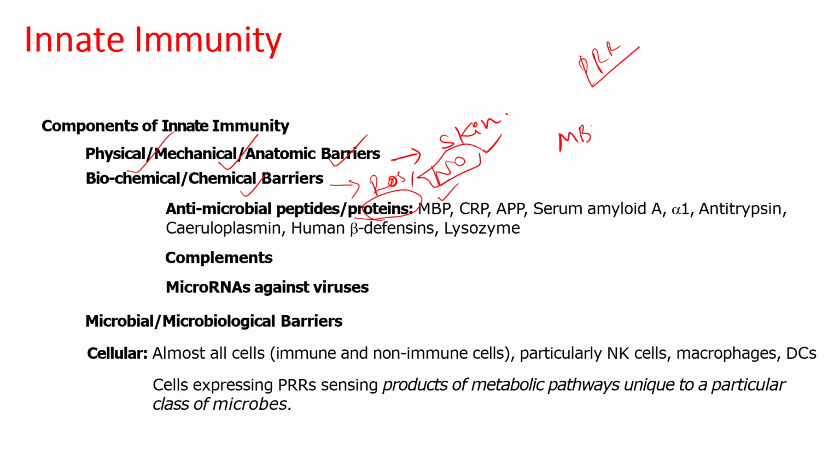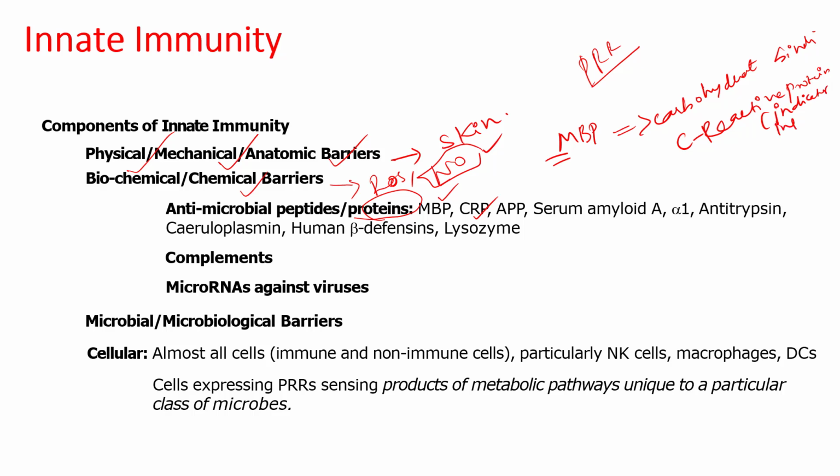Then there are antimicrobial peptides or proteins, including the mannose binding protein, that is MBP. Mannose is a carbohydrate, so these are carbohydrate binding proteins. Then there is C-reactive protein, that we have seen last week itself. C-reactive protein is really important. It is an indicator of an infection.